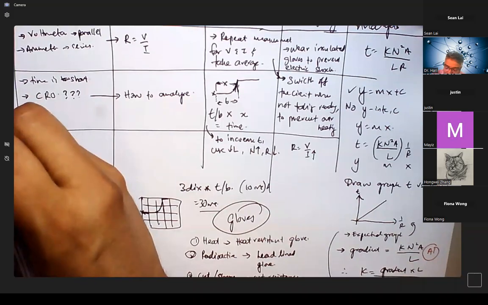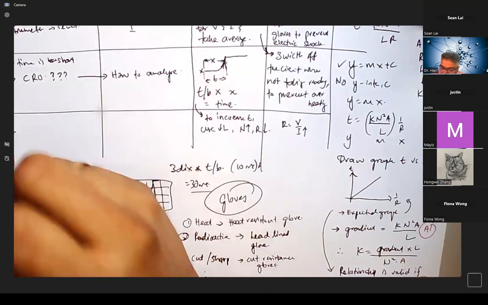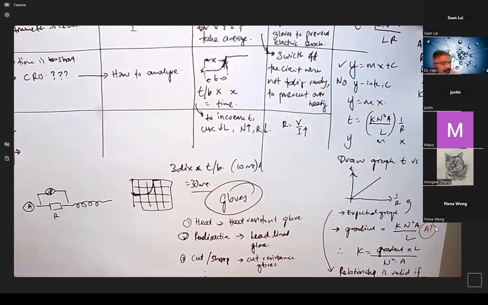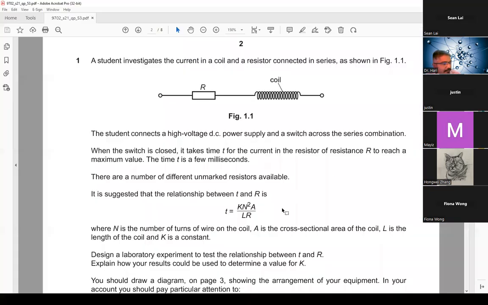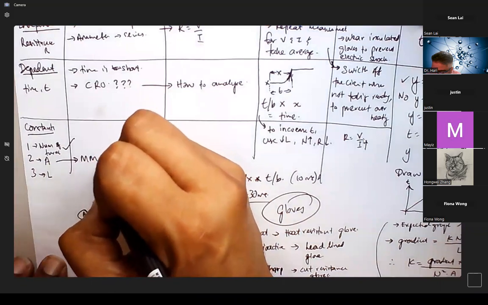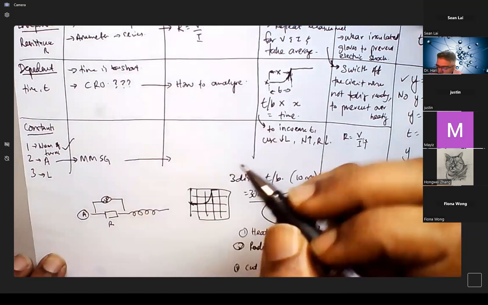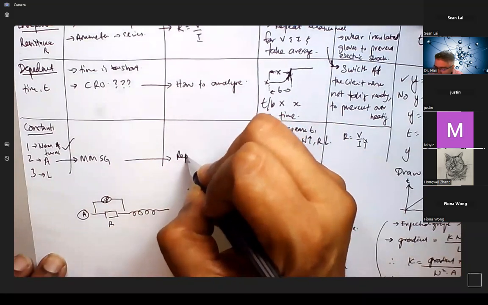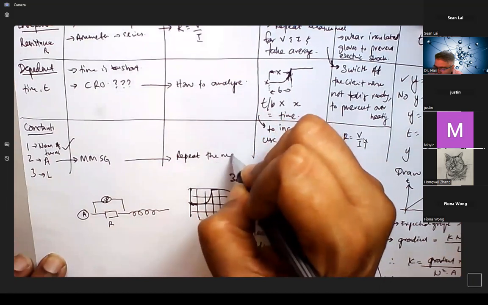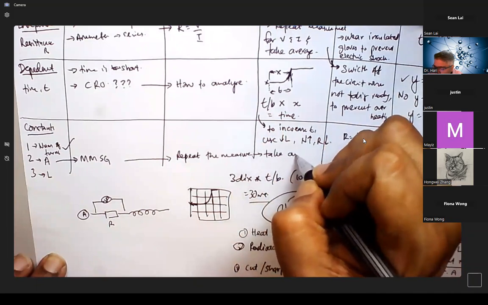Now, once you have identified the constants, keep the number of turns constant. Cross-sectional area: what are they referring to? The cross-sectional area of the coil. So how are you going to measure it? We're going to use a micrometer screw gauge. The moment you are using a sensitive tool like a micrometer screw gauge or vernier caliper, immediately you must say repeat the measurement, and don't just say repeat the measurement. You have to say and take the average.